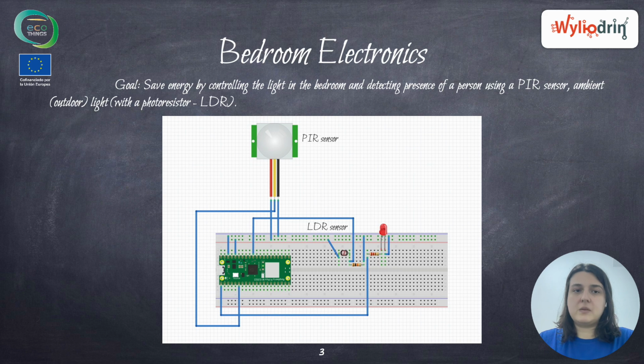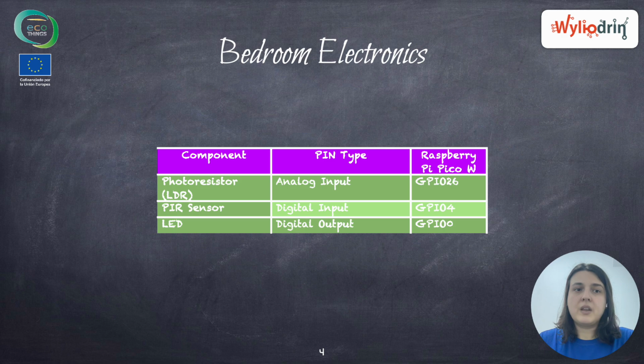In regards to the electronics, we have a PIR sensor, which basically detects motion, and it is a digital sensor that you can see here in the schematic. And we have a photoresistor. This is basically like a resistor that changes its value based on the light we have in the room. This is why it's also called LDR, which means light-dependent resistor. And finally, we have an LED, which is the one that lights up our bedroom. We have the photoresistor connected on the analog pin 26. We have the motion sensor connected on GPIO 4, and we have the LED connected on GPIO 0.